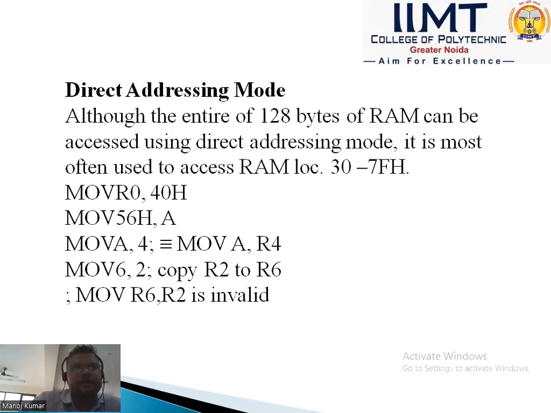This is the direct addressing mode. Although the entire 128 bytes of RAM can be accessed using direct addressing mode, it is most often used to access RAM locations 30H to 7FH. MOV R0, 40H, where 40H is a location. This is direct addressing mode.